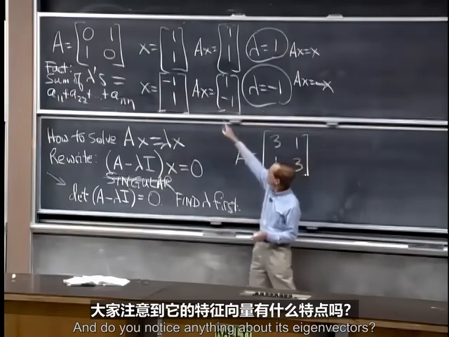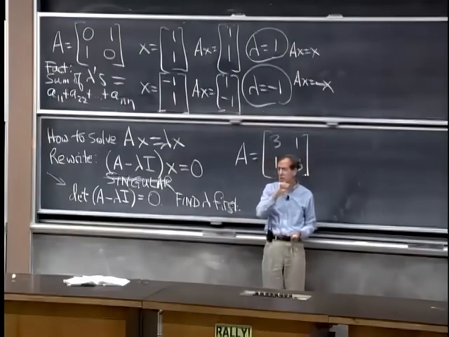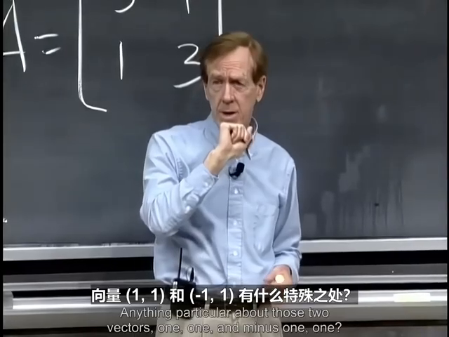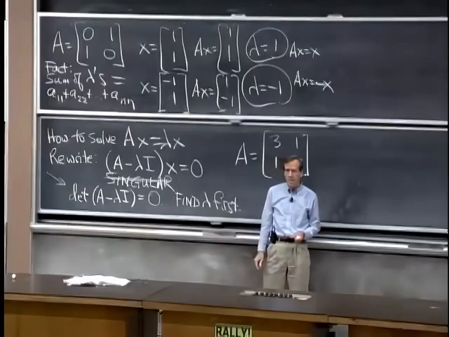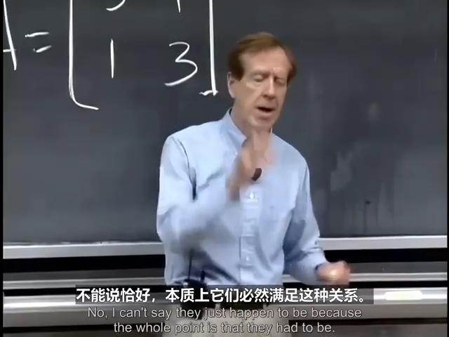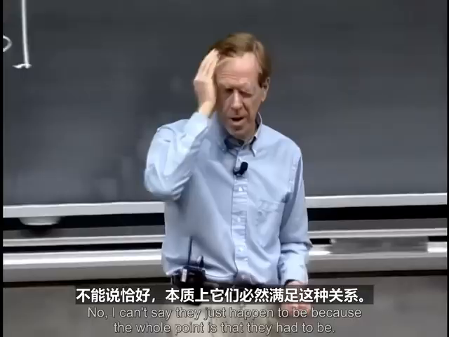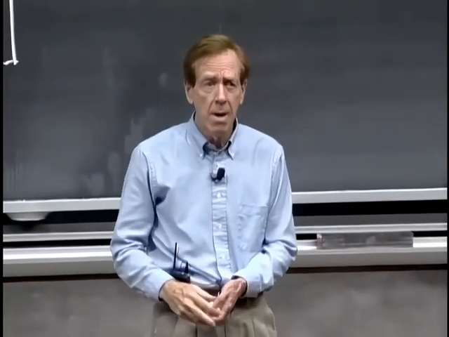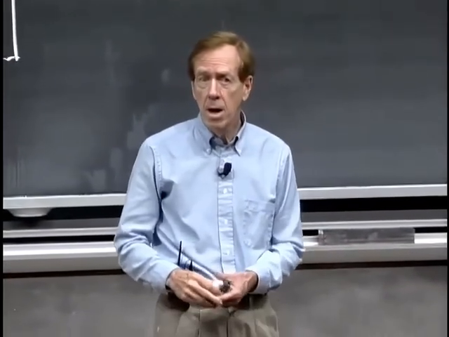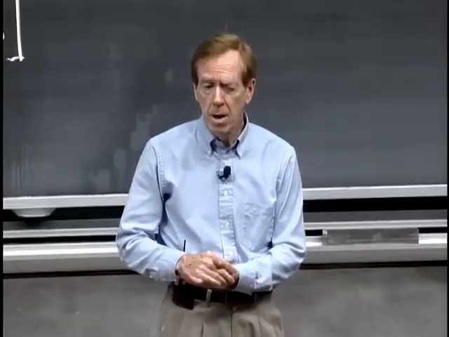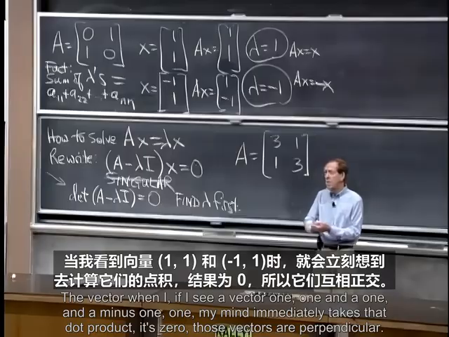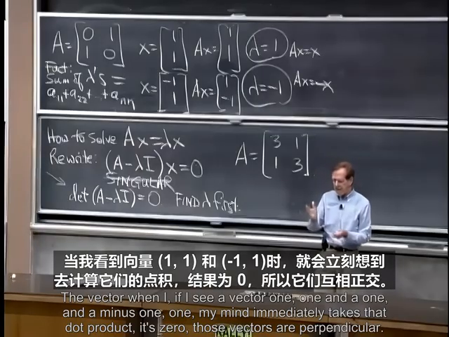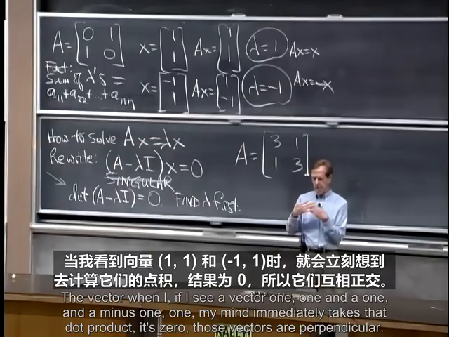And do you notice anything about its eigenvectors? Anything particular about those two vectors, 1, 1 and minus 1, 1? I can't say they just happen to be, because that's the whole point, they had to be. What are they? They're perpendicular. If I see a vector 1, 1 and a minus 1, 1, my mind immediately takes that dot product. It's 0. Those vectors are perpendicular.